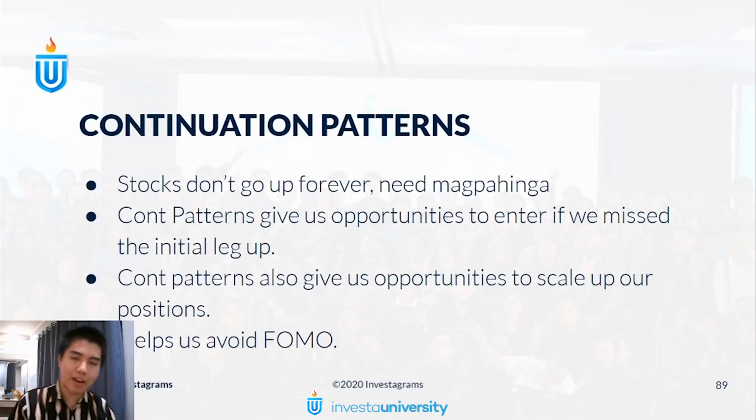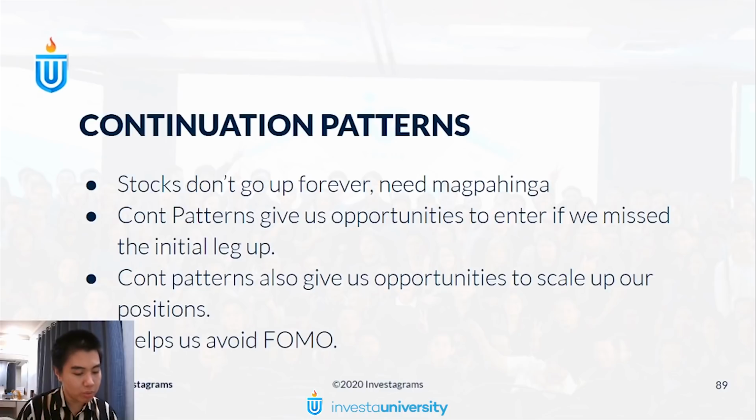So, how do we define, right? There are just a few textbook things here. How do we define continuation patterns? As we all know, stocks don't go up forever. They need to rest. It's not a straight line up. They'll rest. They don't go up forever. So, continuation patterns give us opportunities to enter if we miss the initial leg up. Continuation patterns also give us opportunities to add to our existing positions and help us avoid FOMO. It gives us an objective way to enter a stock at a low risk entry point.